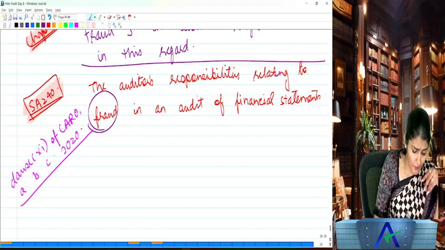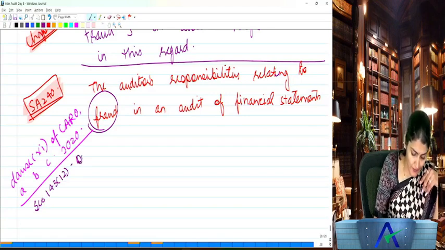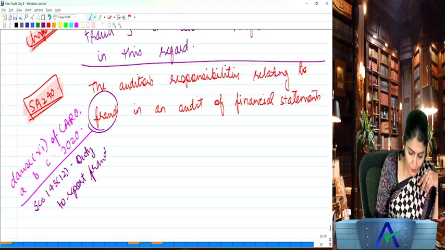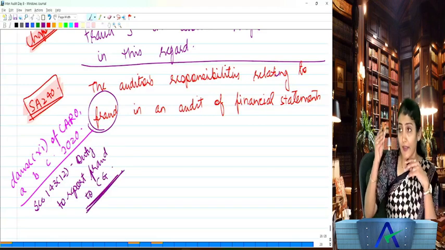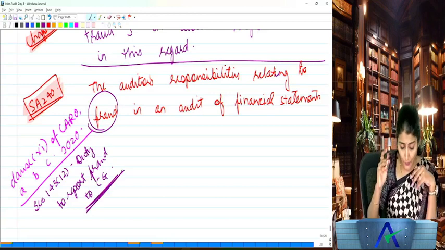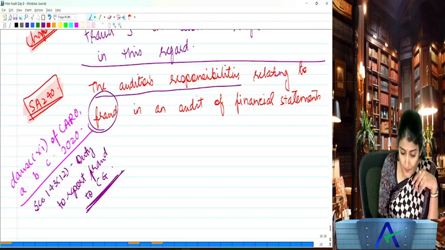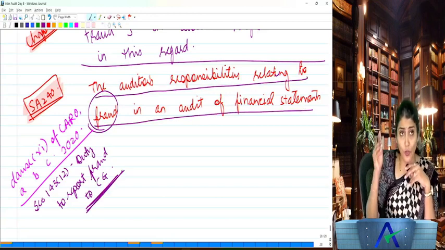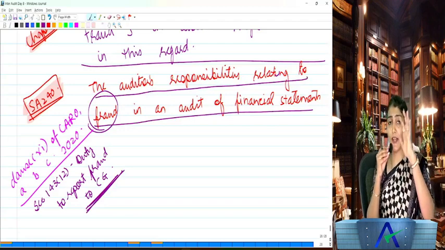And then we also have section 143(12). What is 143(12)? The duty to report the fraud to the central government. Is it clear to all of you? So the auditor's responsibilities relating to fraud in an audit of financial statements.